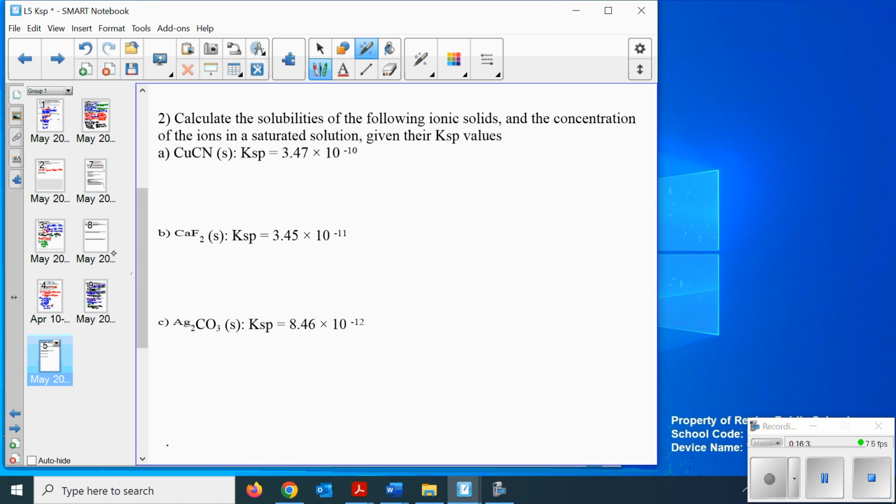I think C might have been chosen because it has the most exponents, but I don't really care. C? Sure. We'll do C together.